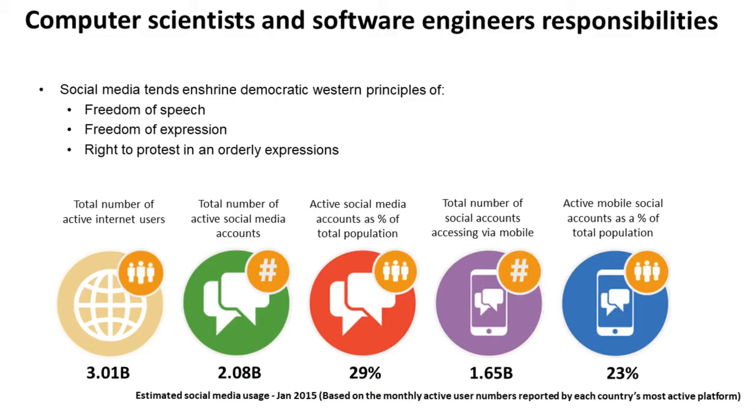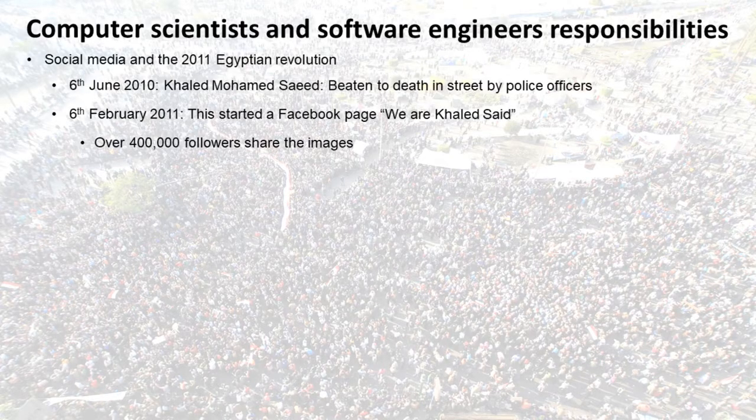If you look at some statistics here, back in 2015, over 3 billion people were determined to have active internet use. 2.08 billion were active on social media accounts of one form or another. 29% of the population of most countries were using social media, with 23% able to access them on the go from their phones. This had a great effect in Egypt in 2011 and onwards. And we're going to look at the social media revolution here.